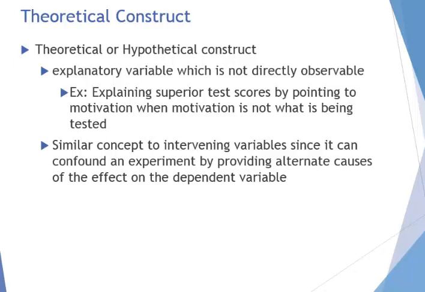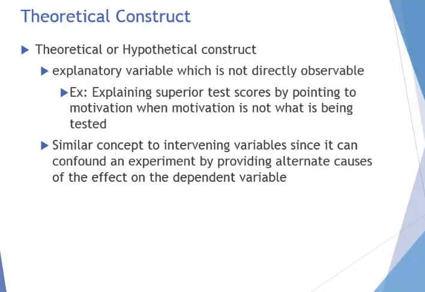A theoretical construct, or a hypothetical construct, is something that can be used to, I guess, decrease the reliability of an experiment, based on the idea that you have an idea as to why people react in a certain way. It's an explanatory variable, in other words, an explanation as to why something happened that's not directly observable. Explaining superior test scores by pointing to motivation when motivation is not being tested.